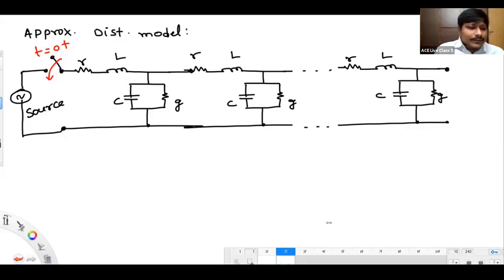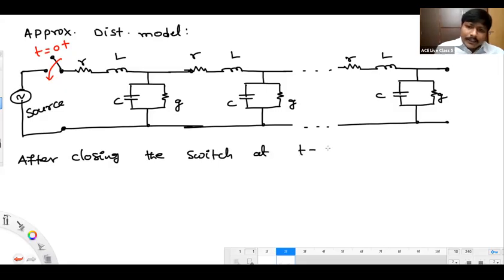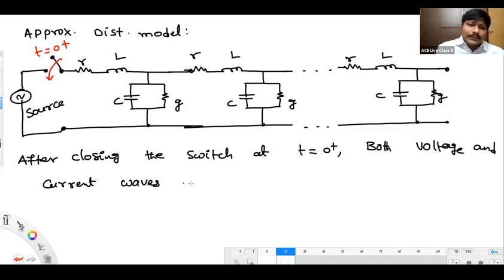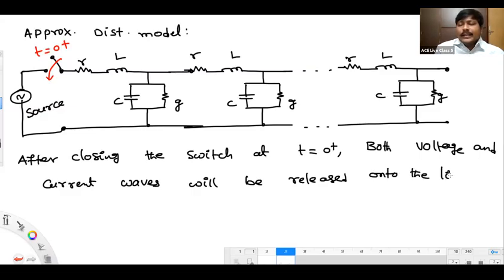So I will say first, after closing the switch at time t equals 0 plus, I'll write: both voltage and current waves will be released onto the transmission line.